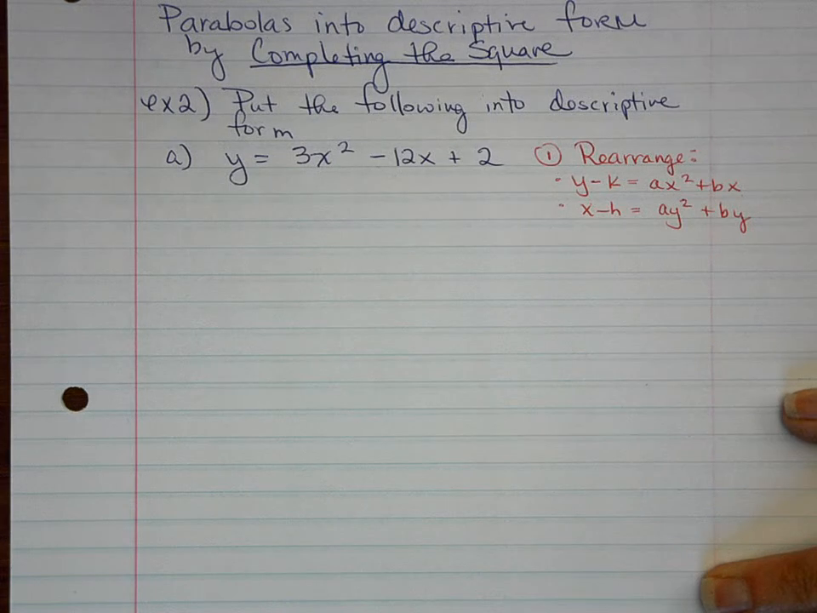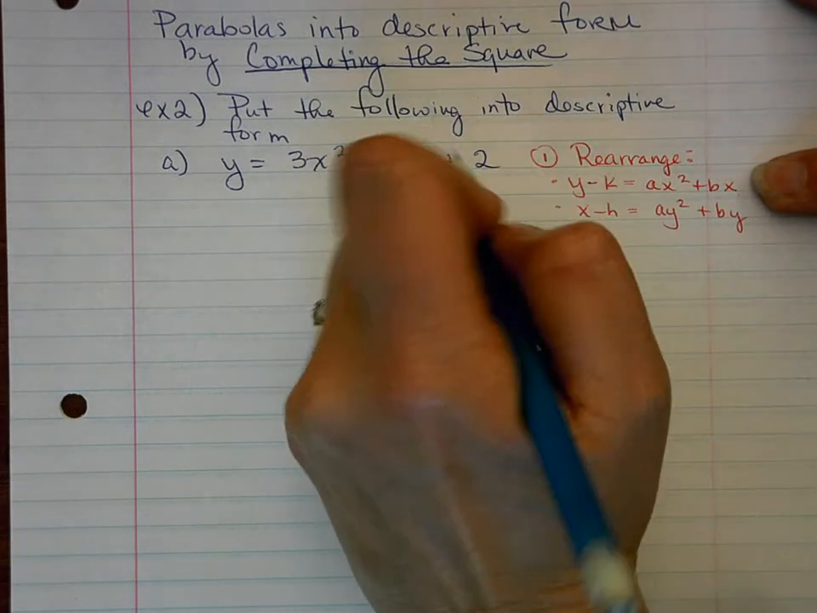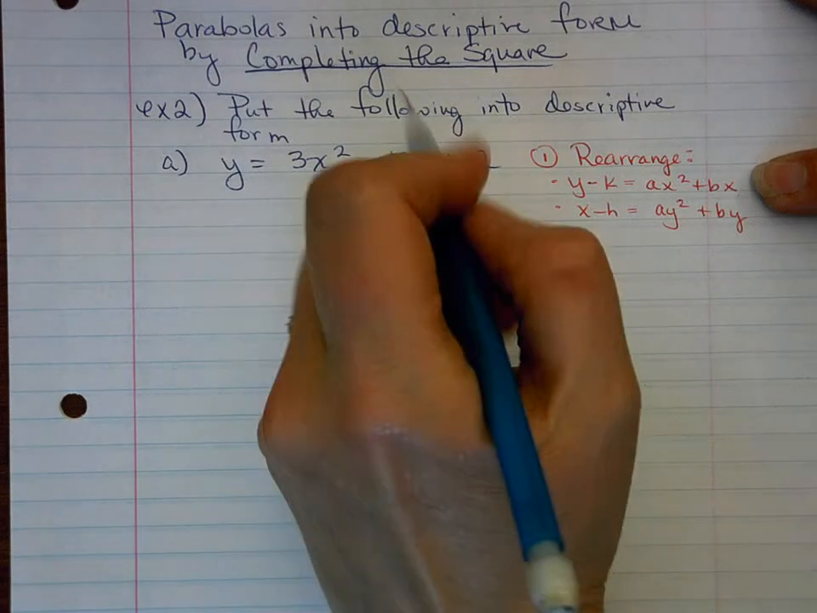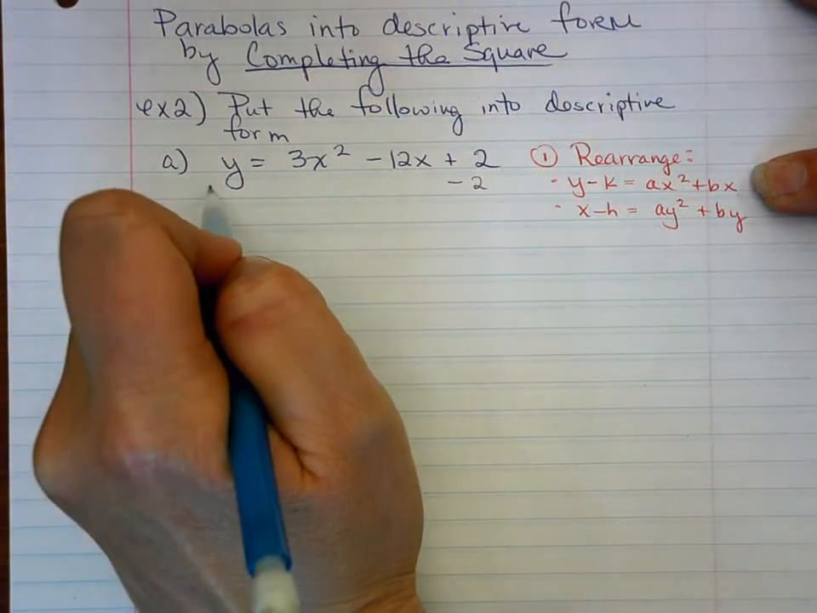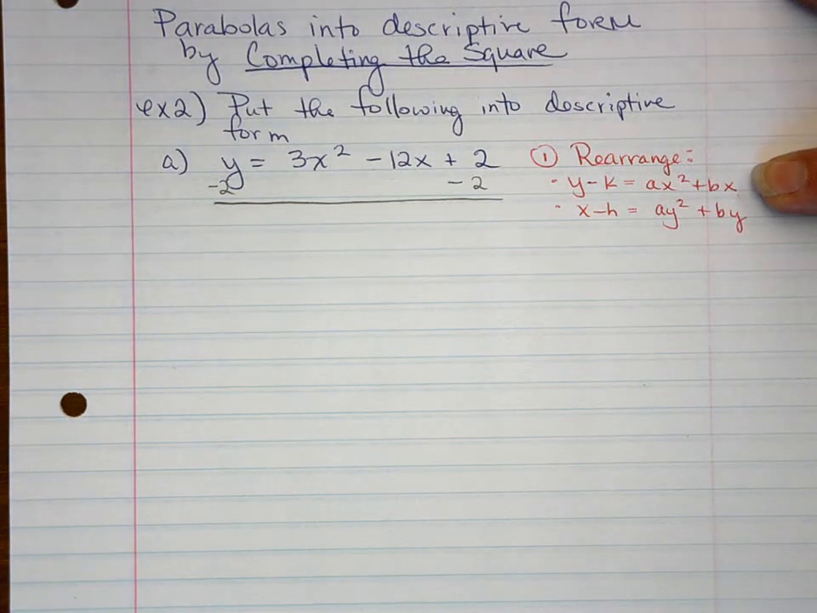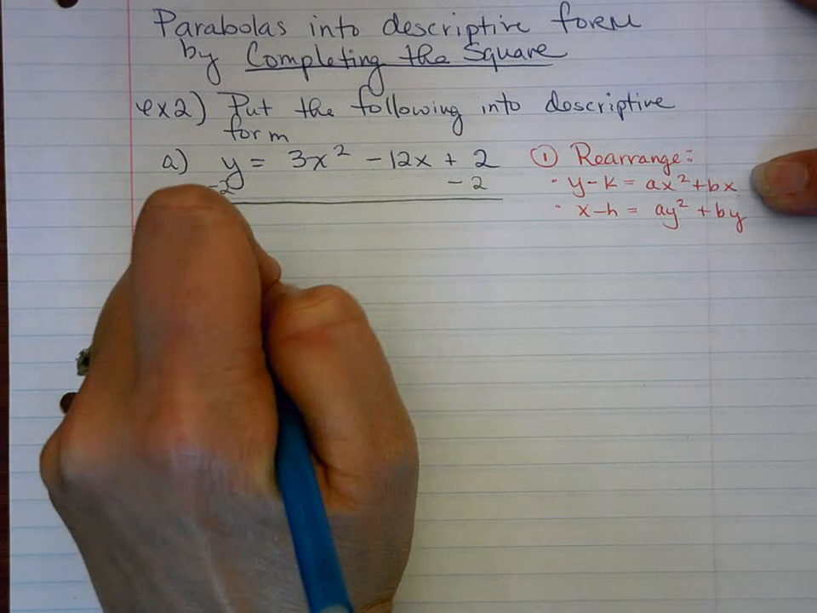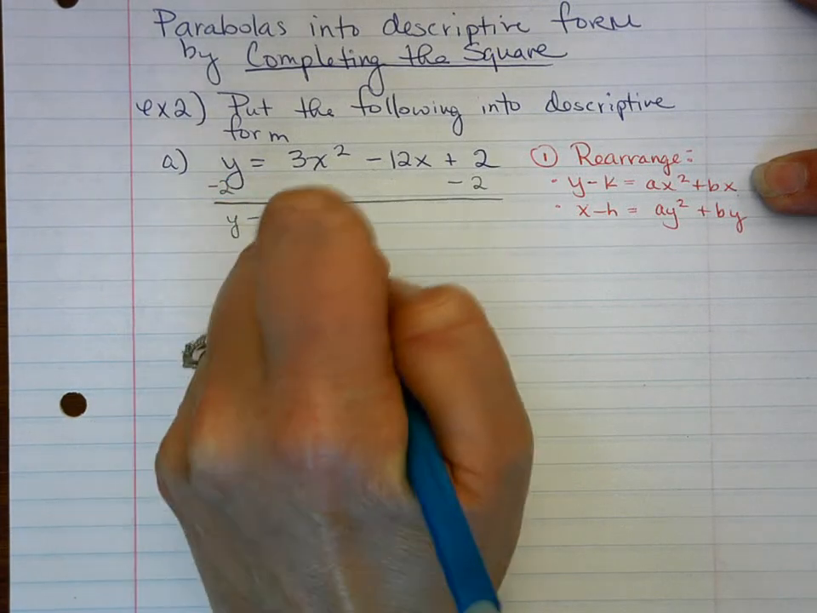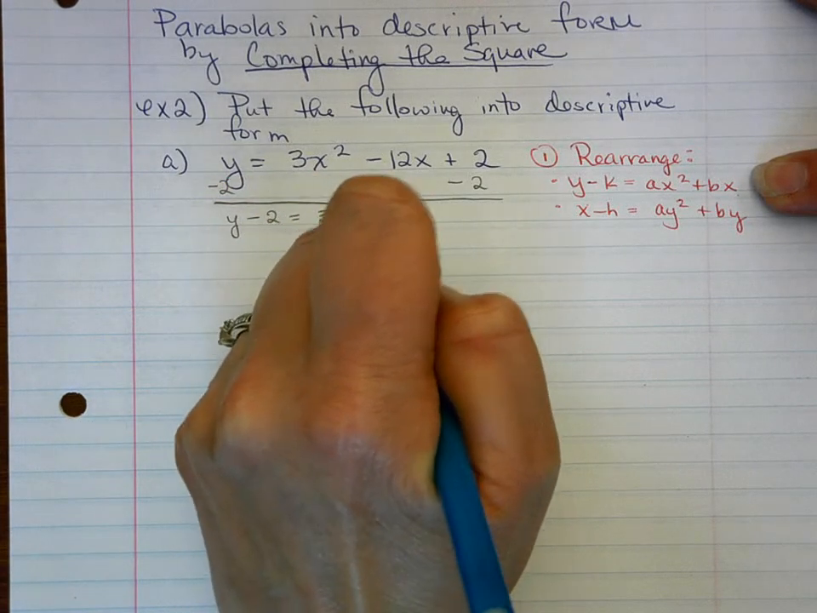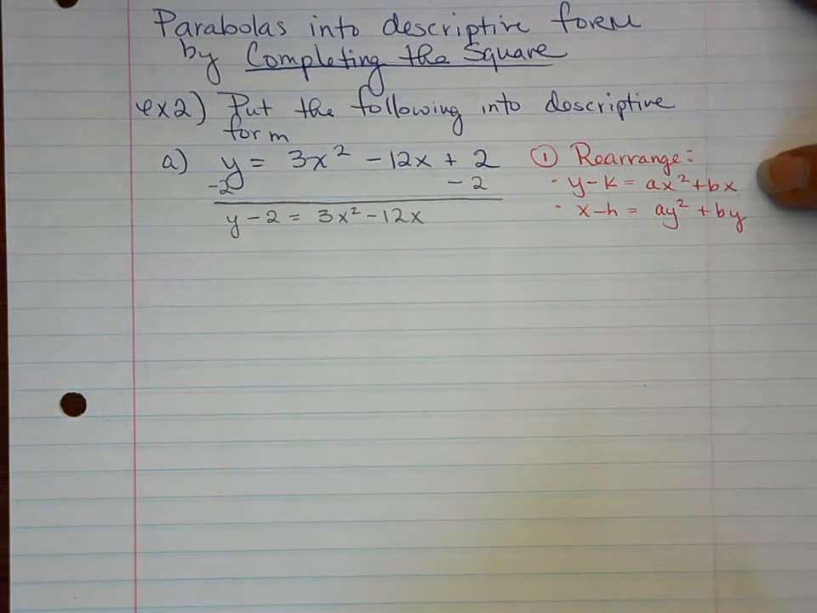So with that, Dechia, what should I do first if I want to put it into this form here? Subtract 2 on both sides. Okay, good.